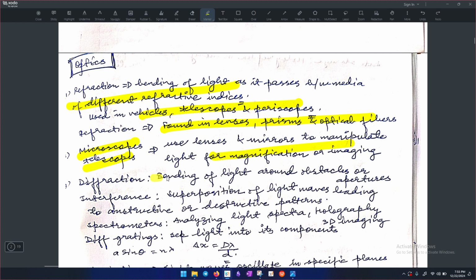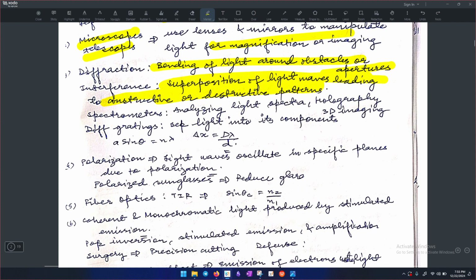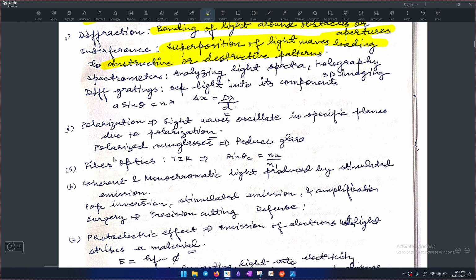Diffraction is basically bending of light around obstacles or apertures. Interference is superposition of light waves leading to constructive or destructive patterns. Spectrometers are used in analyzing light spectra, holography. Diffraction gratings separate light into its components.